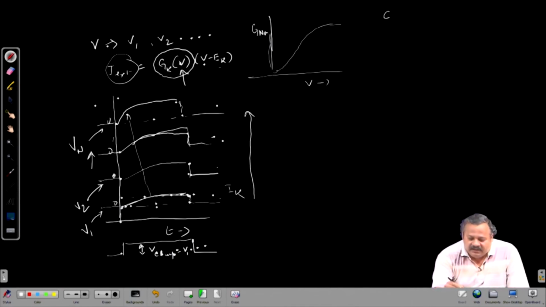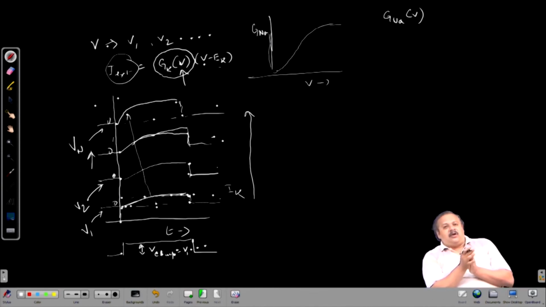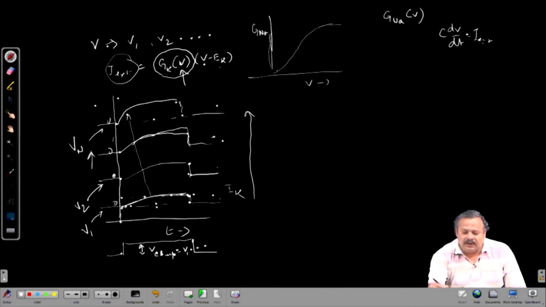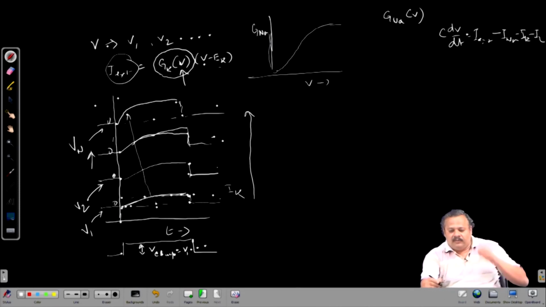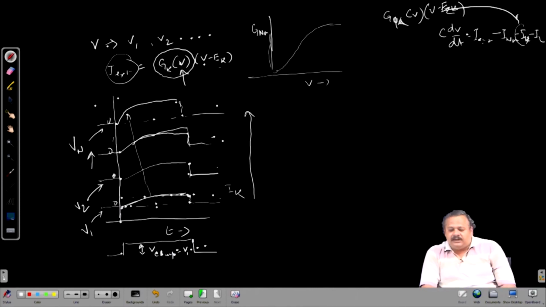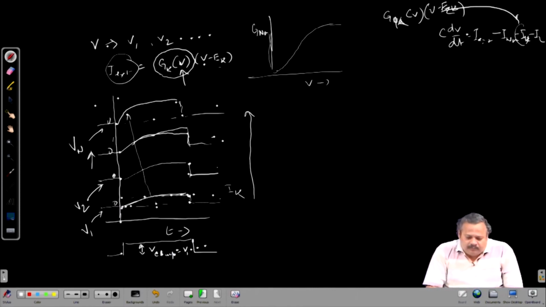Remember, we have said that this G K as a function of V needs to be completely described in order to solve the differential equation that we had, which is C dV/dt equals I external, minus I Na, minus I K, minus I leak, where we are now looking at this I K, which is described by G K into V minus E K. Sorry, earlier I said G Na, but it is G K into V minus E K. And here also we are talking of G K. I am sorry for that.